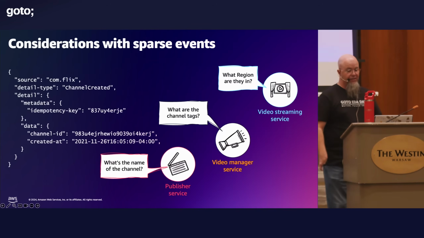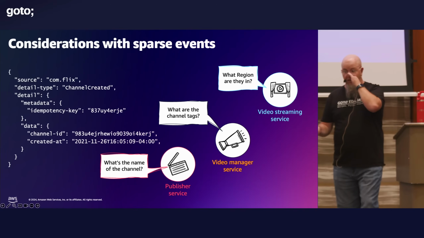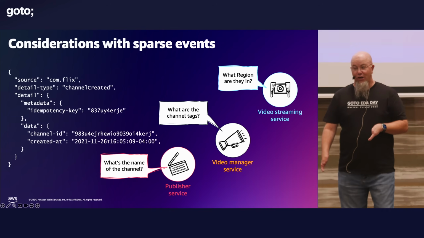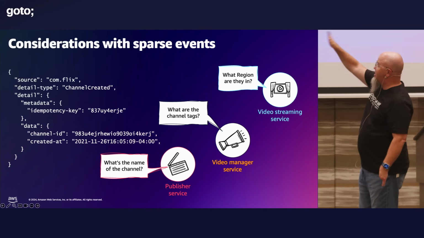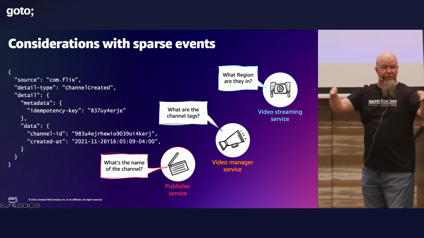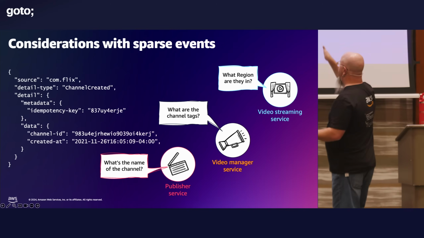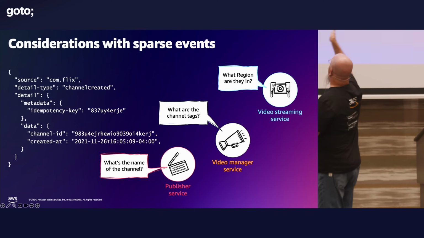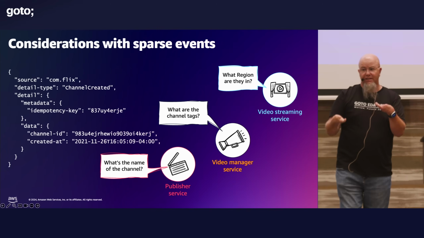So some considerations with sparse events. We have this video, we really did build this video service at re:Invent last year to show that you can do video with serverless, and it works great, all right? But when you send this event, the data is the channel ID and the create time, and you have multiple services that are consuming this event. Your publisher service, hang on, what's the name of the channel? And your video manager services, what are the channel tags? And your video streaming services, what region are they in? All right. So they want data that's not available in this.